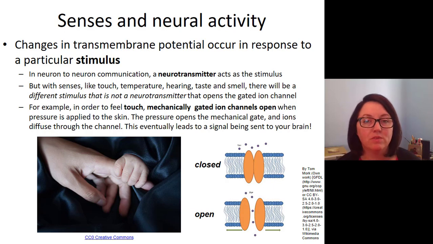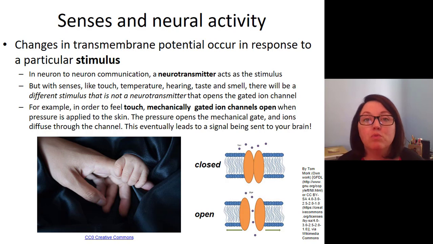Let's talk a little bit about senses in neural activity. So far we've been talking about neural activity in terms of neuron-to-neuron communication, right? Where a neurotransmitter is released, and that's what stimulates the graded potential in the other neuron. Now, changes in transmembrane potential, changes like graded potentials, occur in response to a stimulus.